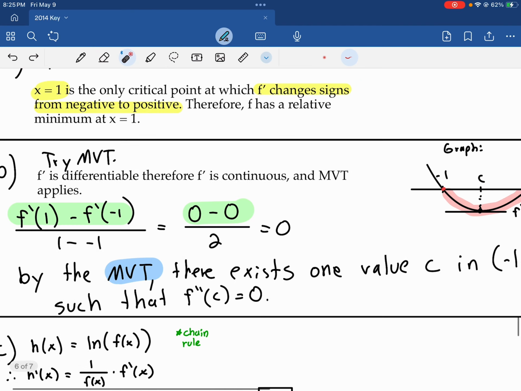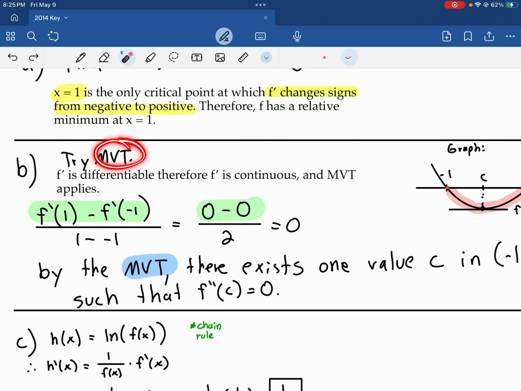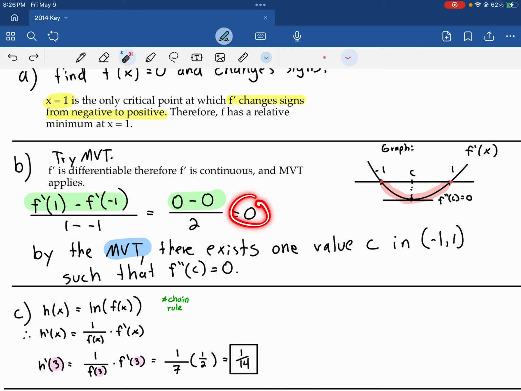Using the mean value theorem, and to use this, first thing I want to do is state that f and f prime are differentiable. Therefore, mean value theorem is going to apply. It specifically needs to be continuous, or you can just say it's differentiable, which implies continuity. If I run the average rate of change of f prime, this is going to tell me the average second derivative from -1 to 1, and it ends up being 0. And I know that by the MVT, there's going to be a c value that matches this average rate of change. So mean value theorem is a great way to get there.